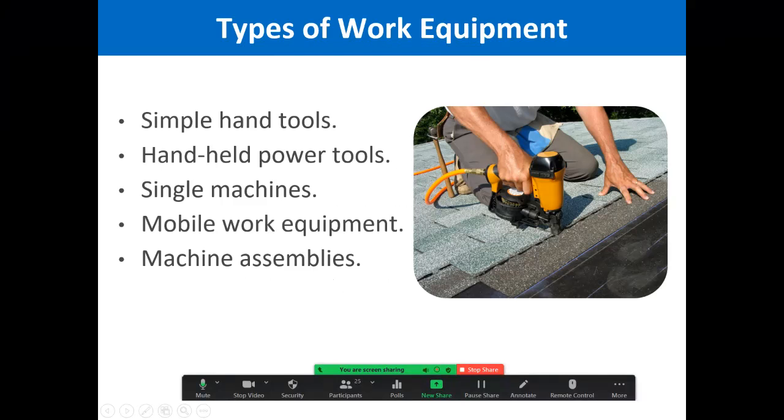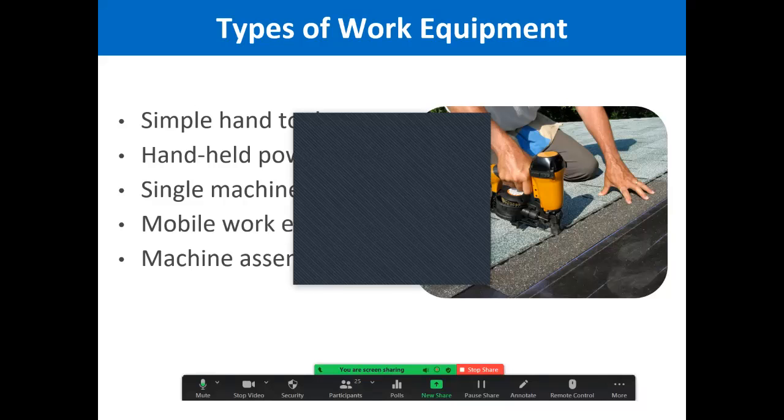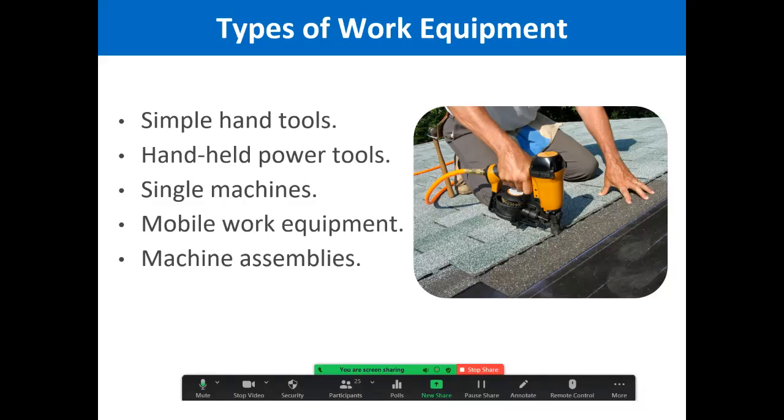So basically, there are various types of work equipment. Most commonly, we use simple hand tools, which include hammers, chisels, etc. Then there are handheld power tools. Handheld power tools are those tools which are operated on electricity or power. They could be pneumatic power, or it could be electrical power as well.